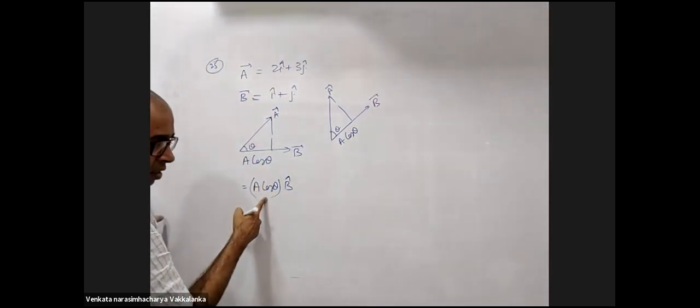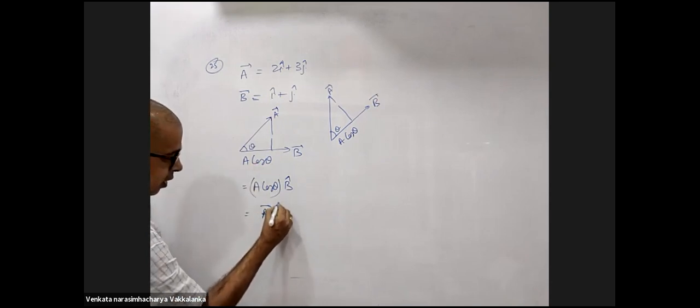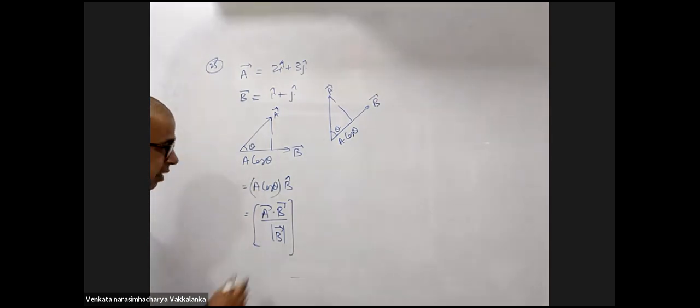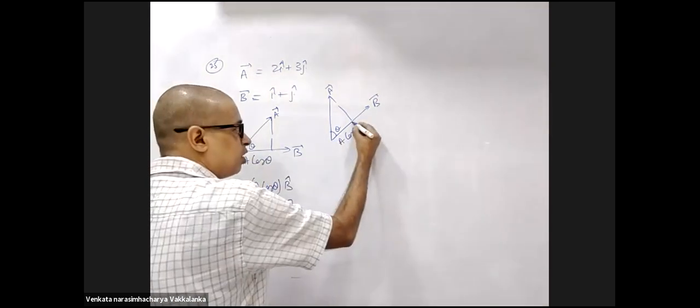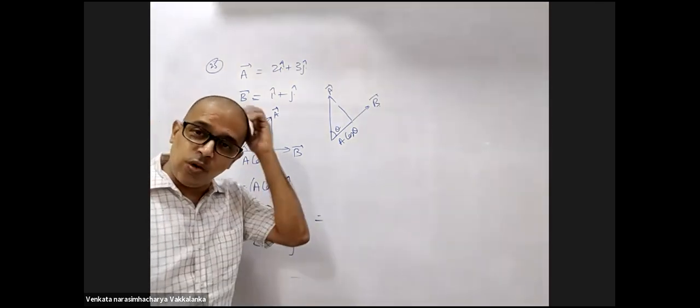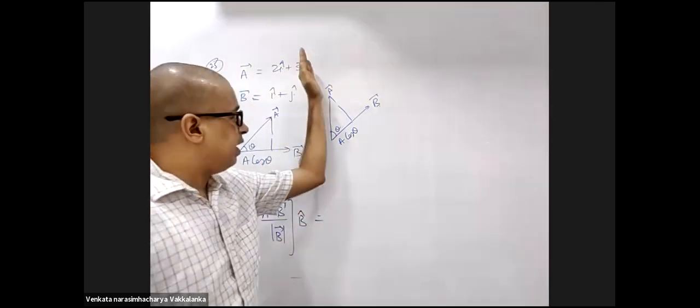Let us see how to calculate. First of all, A cos theta. How do I get A cos theta? A dot B divided by the magnitude of B. Will this be A cos theta? Yes, sir. And direction of A cos theta is along B. So put B cap. This step, is it clear to all? Yes, sir.